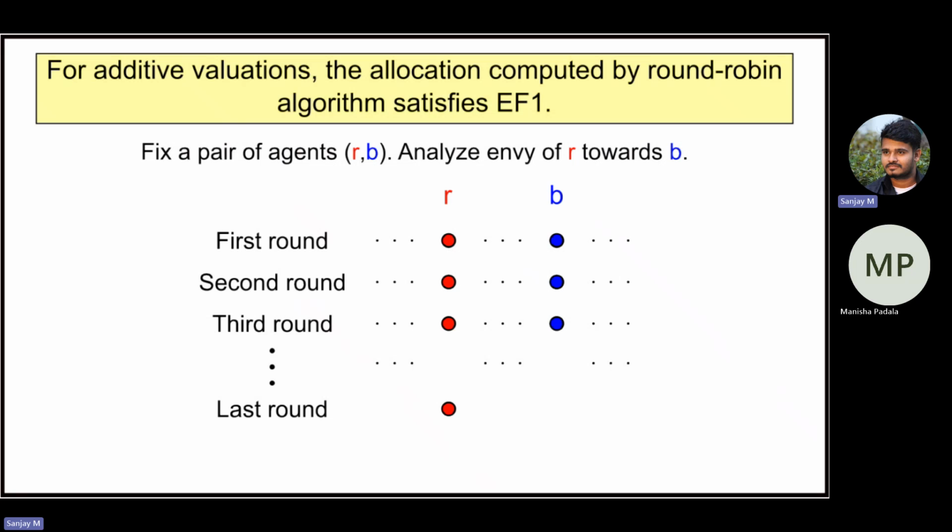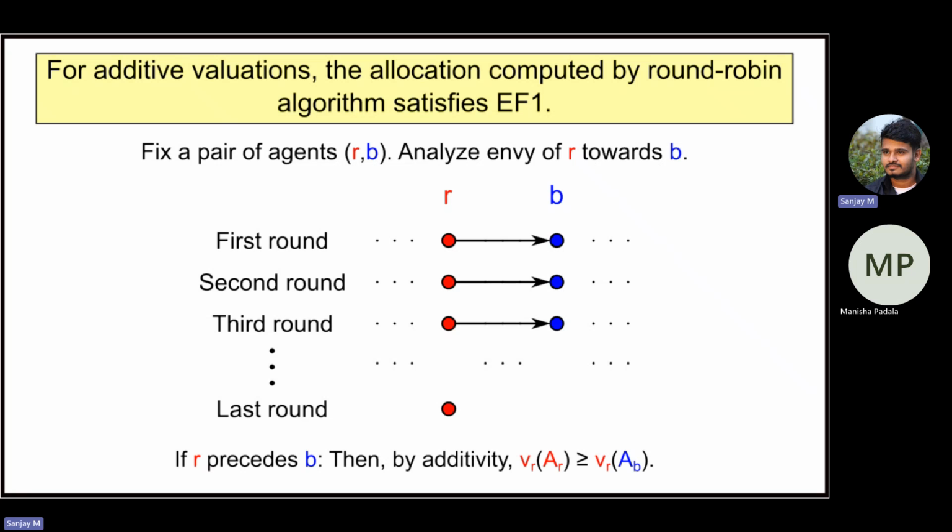So if red is ahead of blue, then you can imagine the execution of round robin as follows. In the first round, red would pick some item, its favorite from whatever is left at that point. And later, blue would pick some item. Then in the second round, again red, blue, red, blue. Maybe in the last round, it so happens that there weren't enough items for both agents to get something. So maybe red gets something, blue doesn't, depending on the number of items.